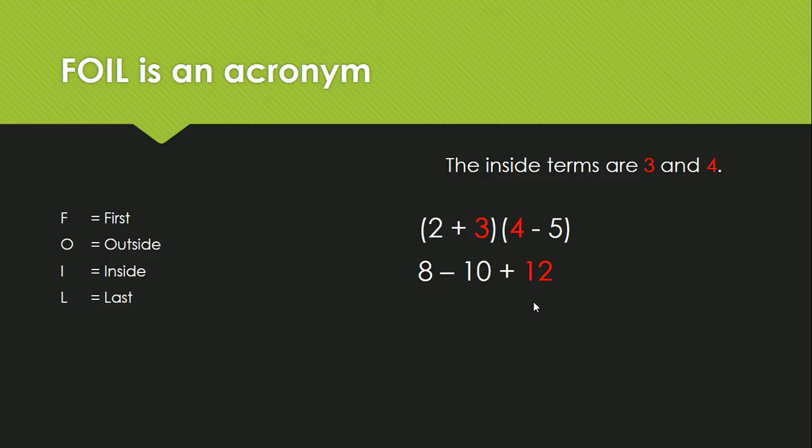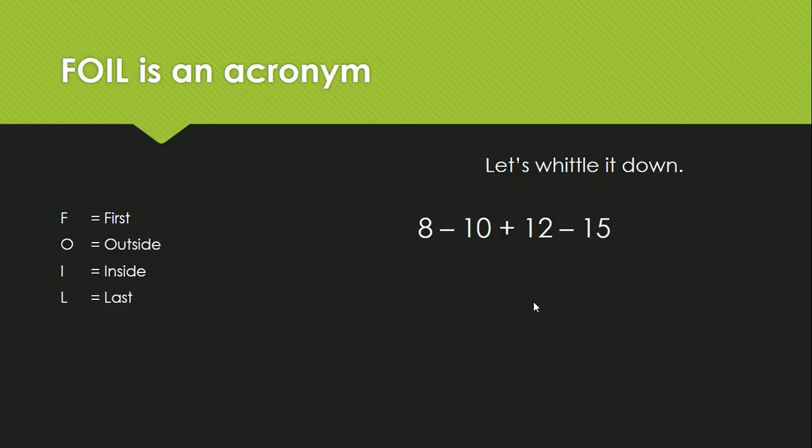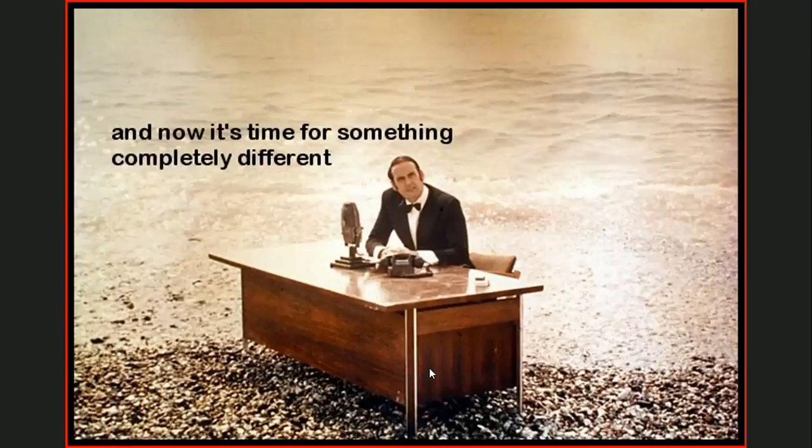And then the last terms are 3 and negative 5. That is going to give us negative 15. Okay, to check it, we have to whittle it down, so we kind of use the order of operations, and we look at the first two terms, and we're going to whittle those down. So we have 8 minus 10 gives us negative 2. Negative 2 plus 12 will give us 10 again. 10 minus 15, we're back to negative 5. So we know that the FOIL method works, and we had a little bit of foreshadowing for adding like terms.